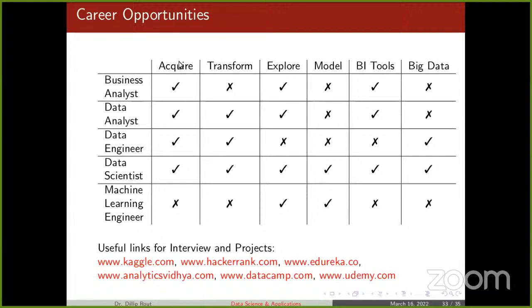As we have discussed, there is acquire, transform, then explore. All these are different parts of data science: modeling, BI tools, big data. These are all the parts of data science that you can refer to while thinking about career opportunities. BI tools means there are tools like Power BI and Tableau, and many more, which will give you some data analysis. Not data modeling, but data analysis through visualization. So those things are different.